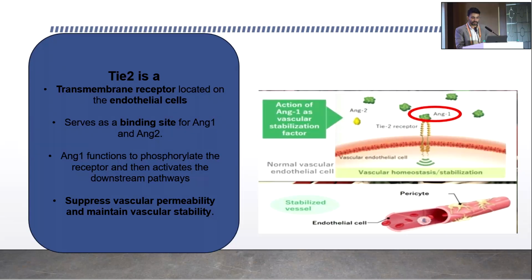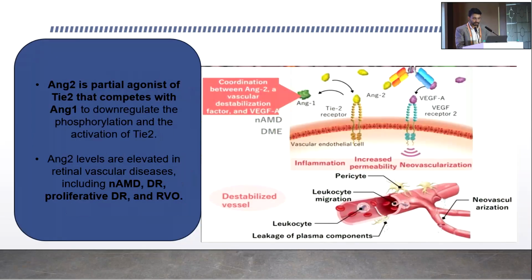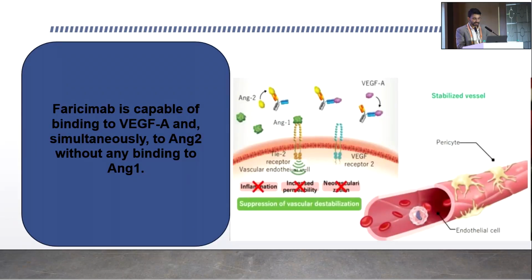We all know that Ang1 binds to Tie2 receptors, and normally in a healthy retina, Ang1 outnumbers Ang2. But in cases of neovascular AMD and DME, Ang2 competes with Ang1 and binds to the Tie2 receptor, and thereby downregulates the phosphorylation, increasing inflammation and permeability, and VEGF-A binding to the VEGF2 receptor leads to neovascularization. So faricimab, as we all know, is capable of binding to both VEGF-A and Ang2 without any binding to Ang1.